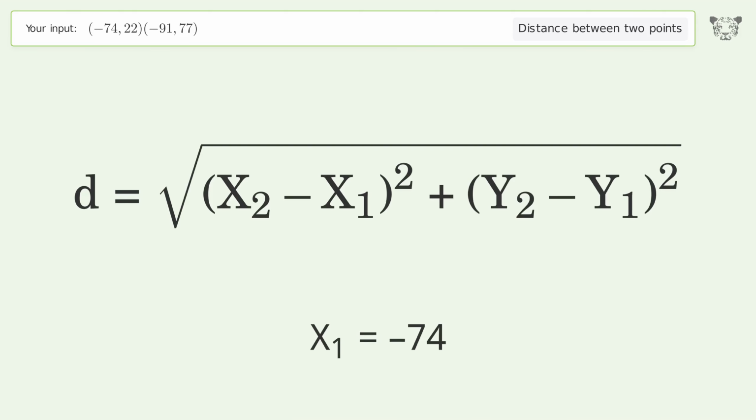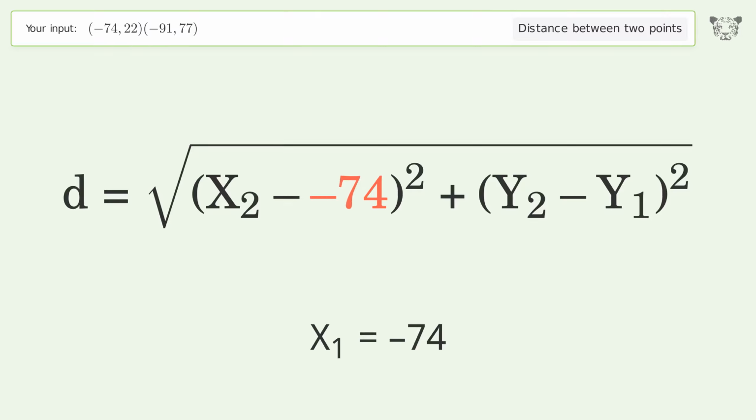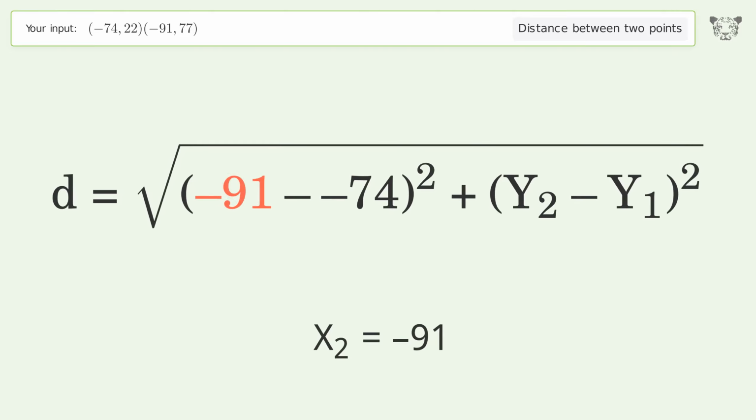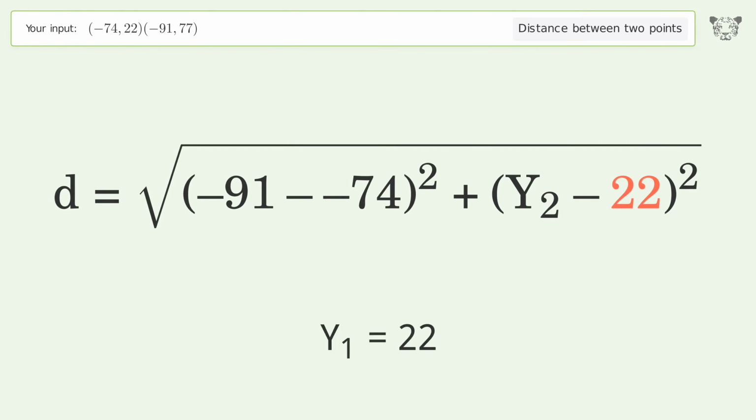x1 equals -74. x2 equals -91. y1 equals 22. y2 equals 77.